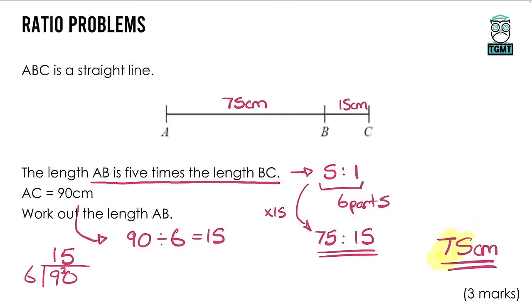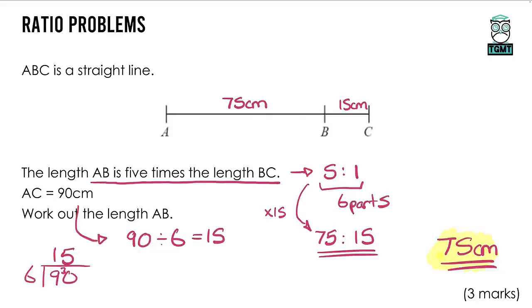Of course, just paying particular attention to the language in the question, because it might have told us the length of A to B, in which case we would have divided by 5 rather than 6, because it would just be telling us the one piece of the ratio there. It might have also just told us the length B to C, in which case you just have to multiply by 5 to get it 5 times bigger. So lots of different ways that you could be given a question like this, but the important part there is writing down that ratio for that language where one is 5 times the length of the other.